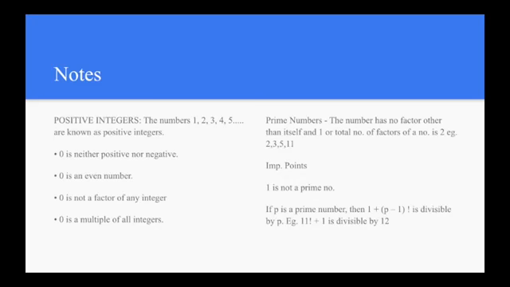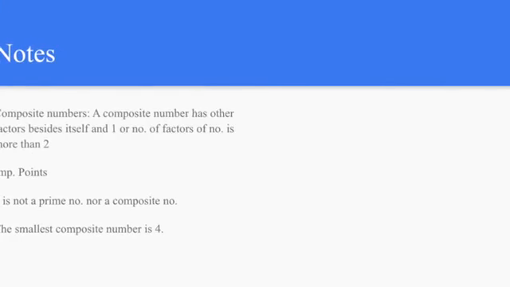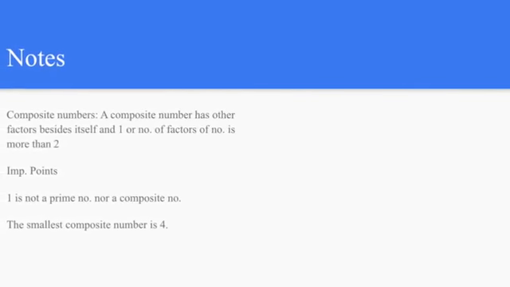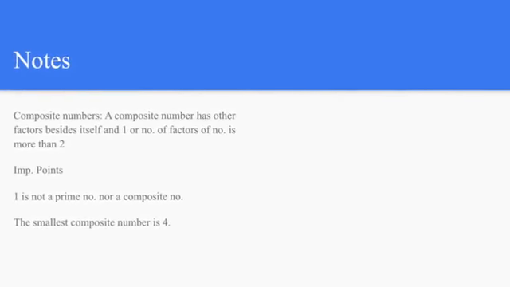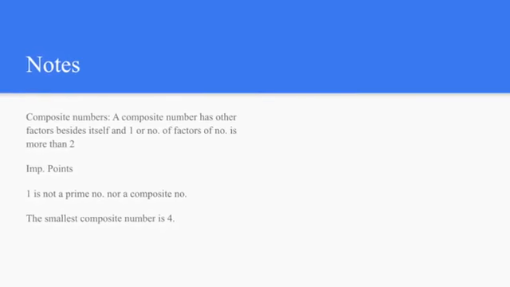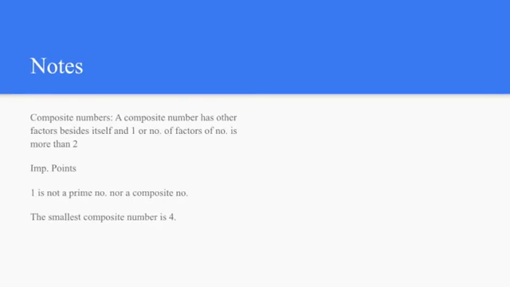Now, how do you define one? Is one a prime number or a composite number? One is neither a prime number nor a composite number, because one has only one factor, that is 1 itself. Prime numbers, as I told you, have only two factors, the number and 1, but in the case of 1, it has only one factor, that is 1 only. And composite numbers are those numbers which have more than 2 factors.